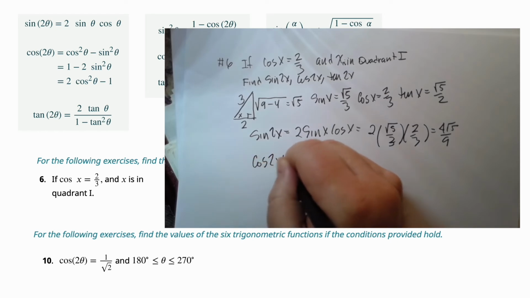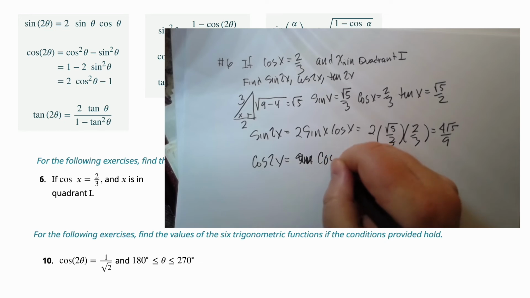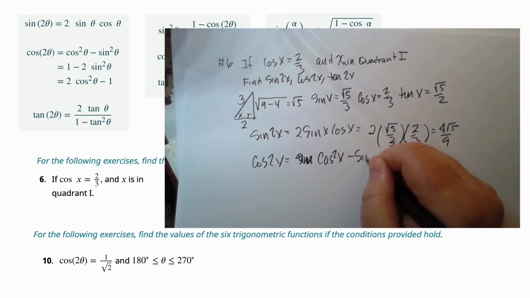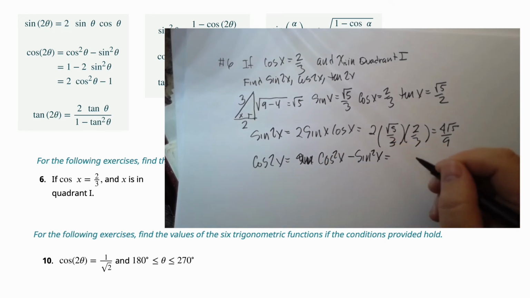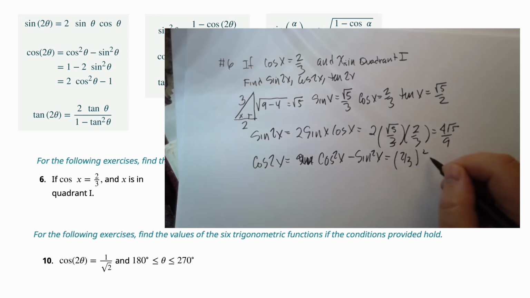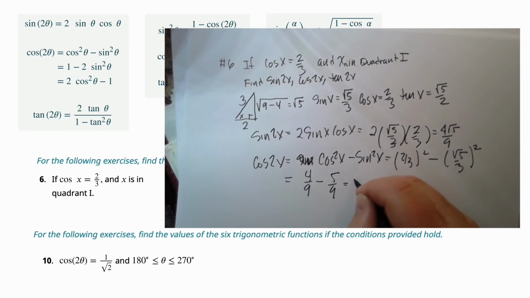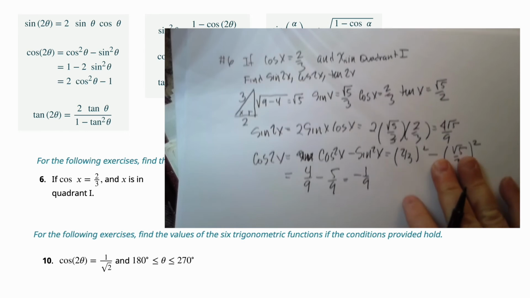Cosine of 2x is equal to cosine squared x minus sine squared x, which would be 2/3 squared minus square root of 5 over 3 squared. So that would be 4 over 9 minus 5 over 9, which would give me negative 1 over 9.